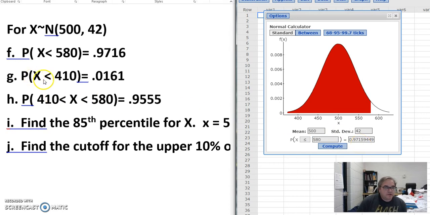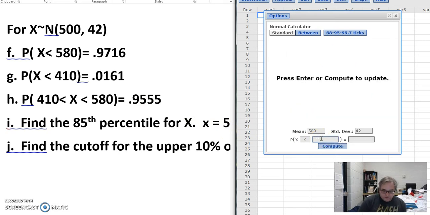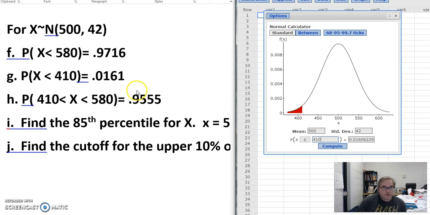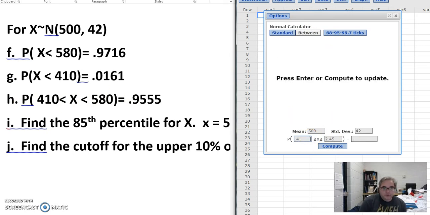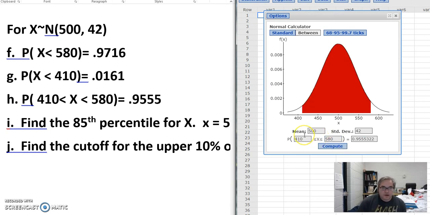Probability X is less than 410. So again, 410, 0.0161. A between. So if I want between 410 and 580, 0.9555.